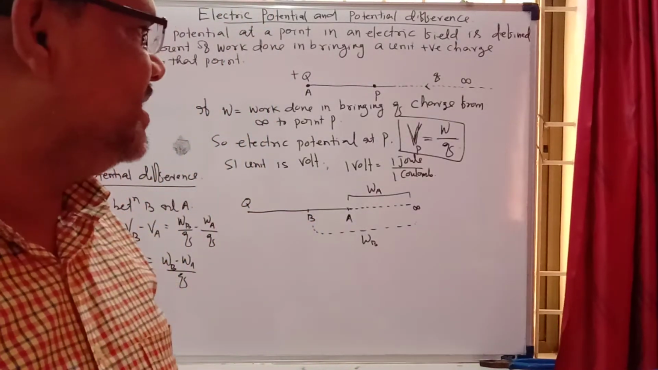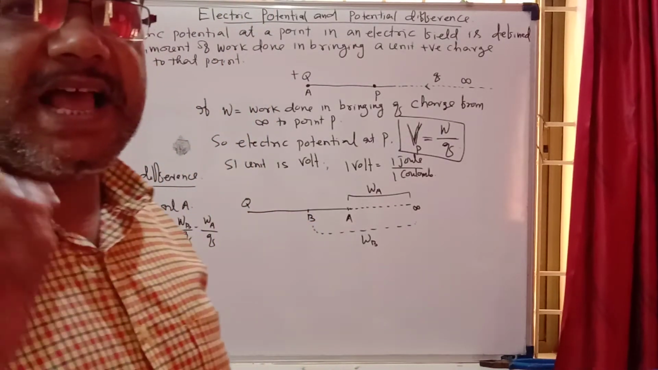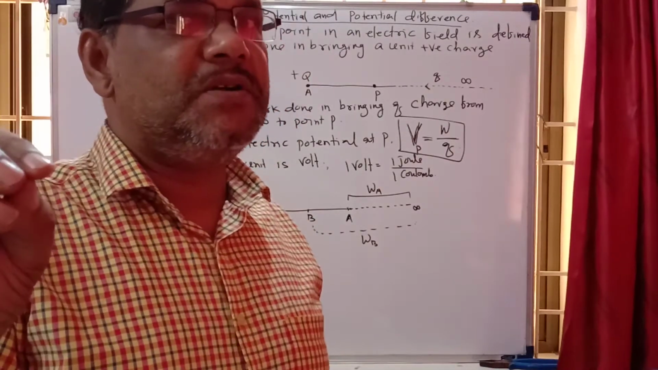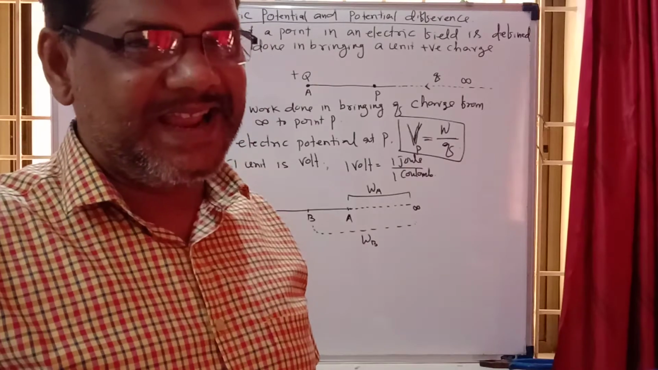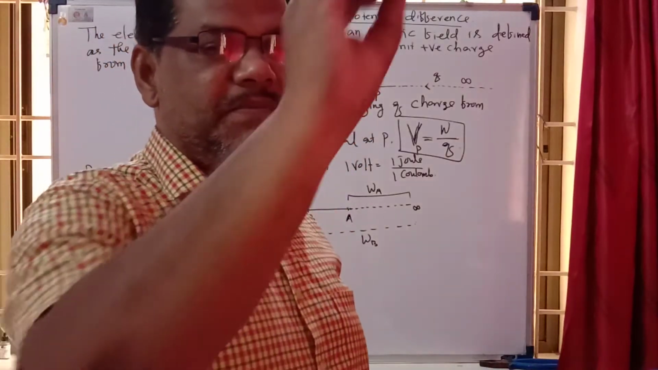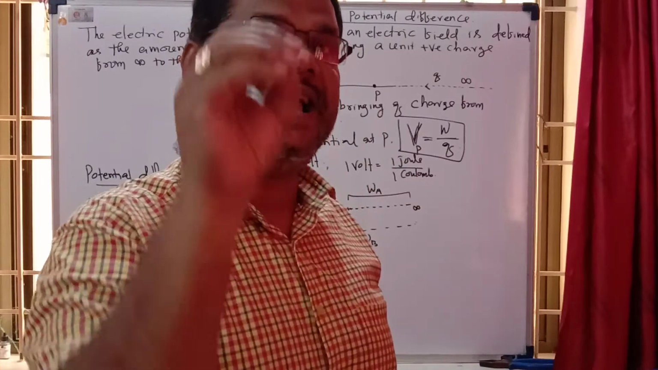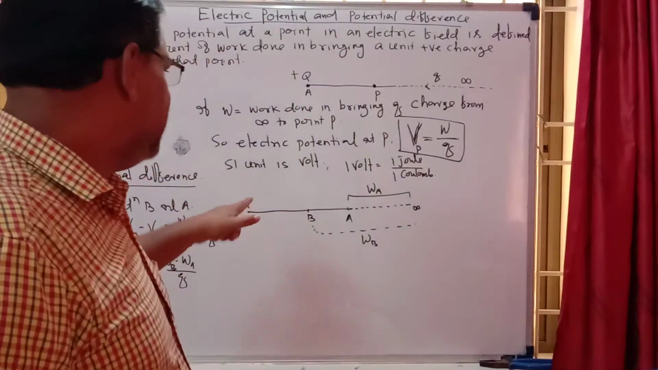Once again I am repeating that 1 volt: the potential at a point is said to be 1 volt if 1 joule of work is done in bringing 1 coulomb charge from infinity to that point, because we are talking about the potential at a point. So that is a volt.